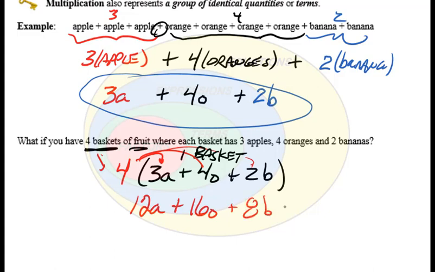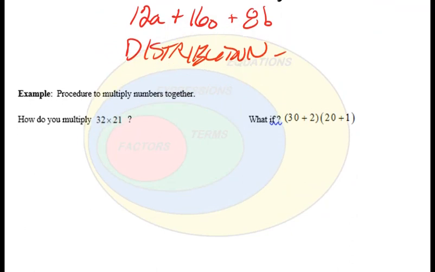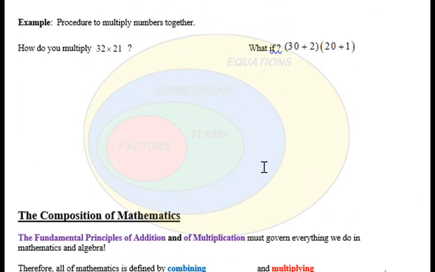And this is our first idea of why we call this distribution: because I'm repeating the same separate groupings 4 times. Each of those fruit is going to be multiplied by 4. So that's the distribution property. And we actually use it when we multiply numbers, in the procedure for multiplying numbers.